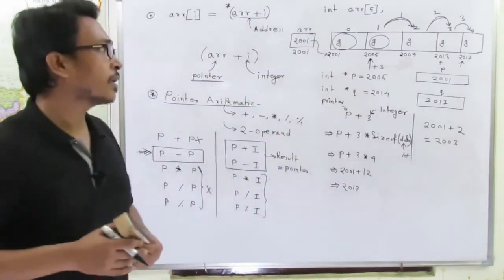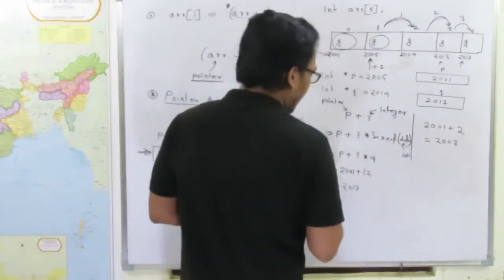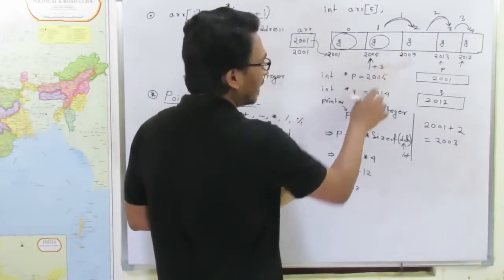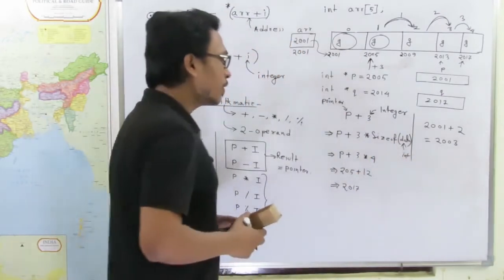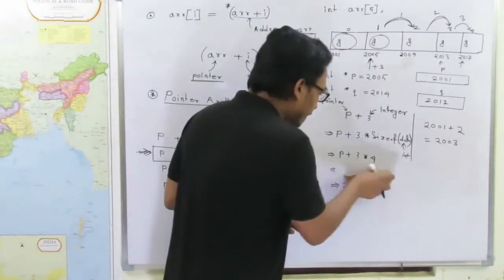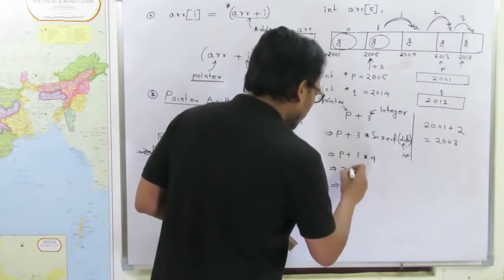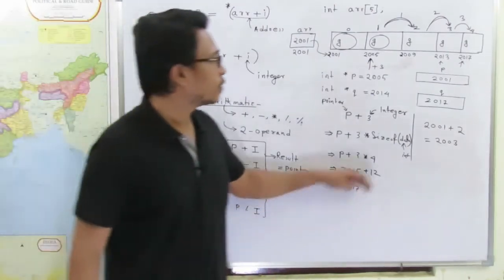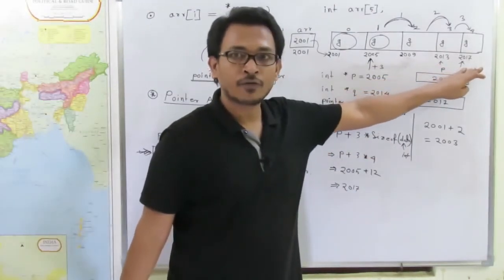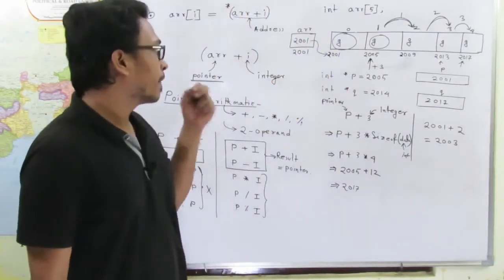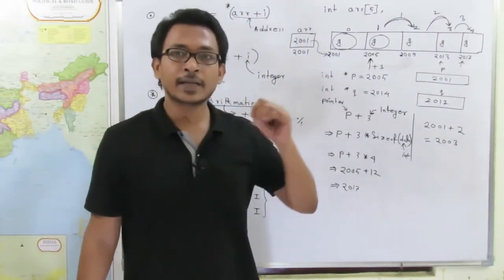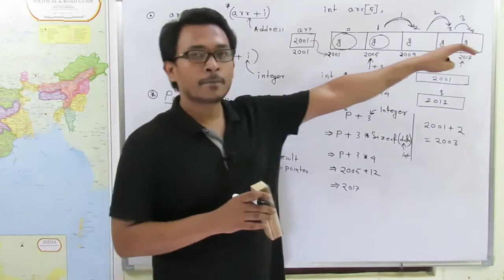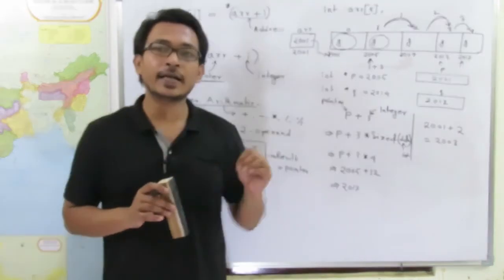Let's see, is it correct or not? So here P is 2005 and the value we are adding is 3, size of data is 4, so we get 2005 plus 12. That means we are getting 2017, and that's what we already saw in the picture itself. Clear? So that is how the addition operation is performed by the system in pointer arithmetic, and this is the meaning of this pointer arithmetic operation.